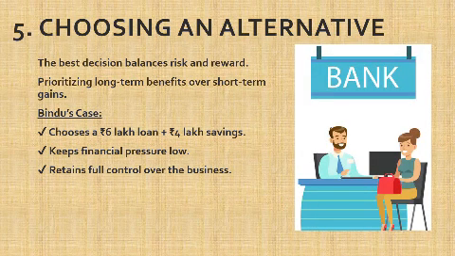The fifth step of the decision making process is choosing an alternative. The best decision balances risk and reward, prioritizing long-term benefits over short-term gains. In Bindu's case, she chooses a 6 lakh loan plus 4 lakhs from her savings. Hence, she keeps her financial pressure low and retains full control over the business.